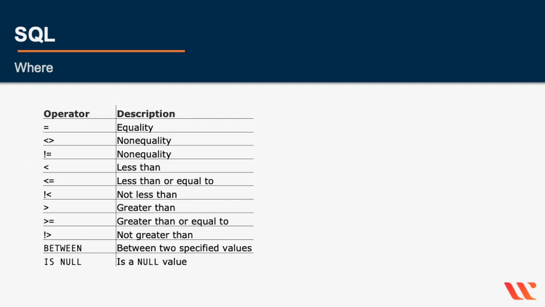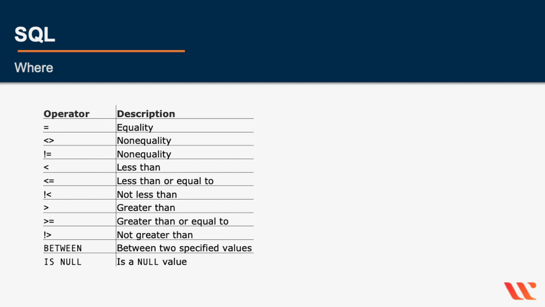These are some of the other operators that you can use in the where clause. So you can use the equality, the non-equality, the less than or equal to, greater than, between, and is null. Now you can see that there are different ways to do the non-equality and the greater than and so on. That's because the different database systems have different syntax. So that's why you need to check to see which version of SQL, the system that you're using.